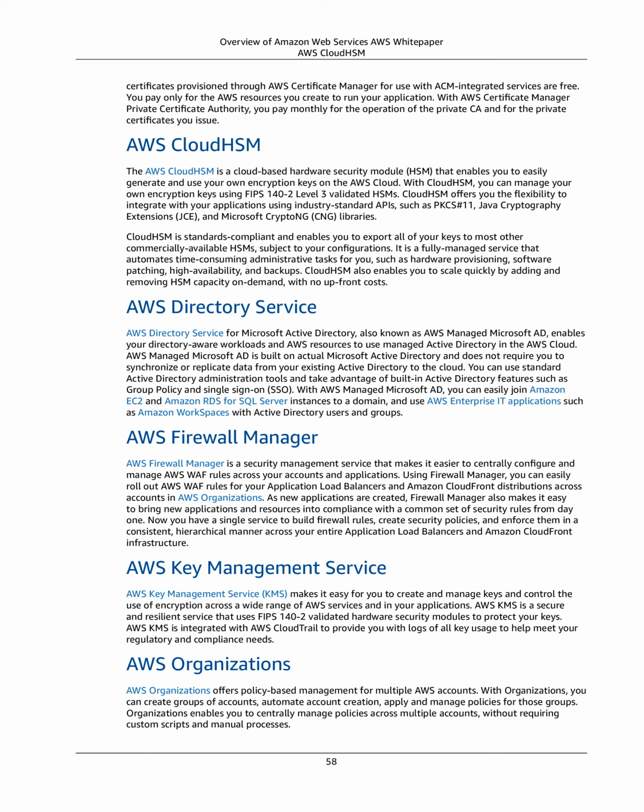The AWS CloudHSM is a cloud-based hardware security module, HSM, that enables you to easily generate and use your own encryption keys on the AWS cloud. With CloudHSM, you can manage your own encryption keys using FIPS 140-2 Level 3 validated HSMs. CloudHSM offers you the flexibility to integrate with your applications using industry standard APIs, such as PKCS number 11, Java Cryptography Extensions, JCE, and Microsoft Crypto NG, CNG, libraries.